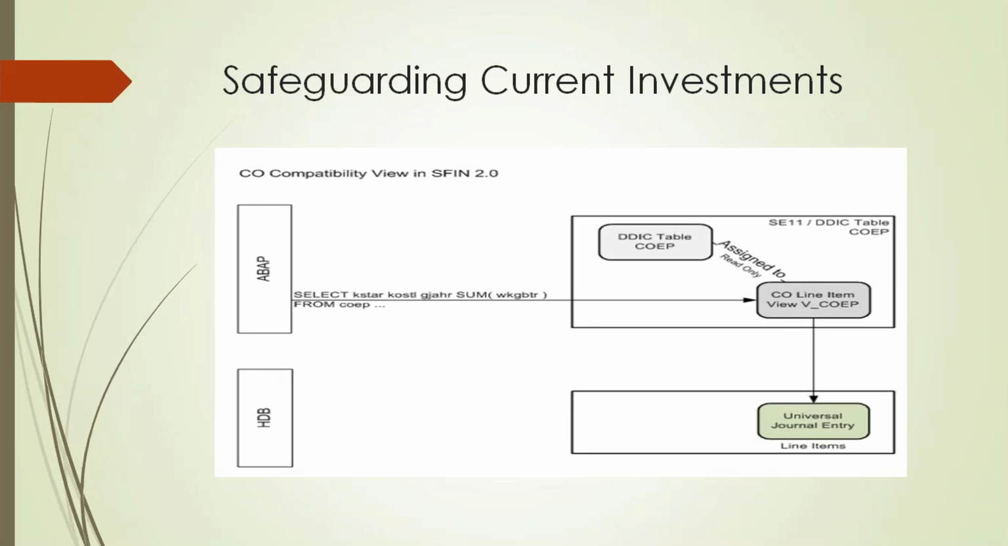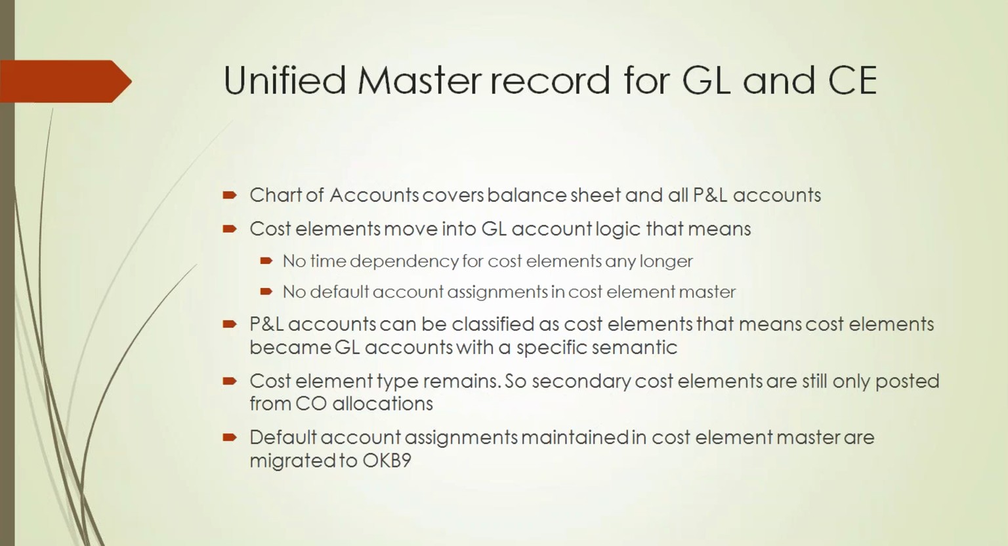Now let's talk about the unified master record. Somebody has asked the question, whether the GL and cost element have been merged. Now they are merged. It is a single master data, so there is no separate master data for cost element. The chart of accounts now contains your GL items also, balance sheet accounts, profit and loss accounts, and even your secondary cost elements. So secondary cost elements also now need to be created through FS00, from the same screen which we were using for creation of GL accounts.